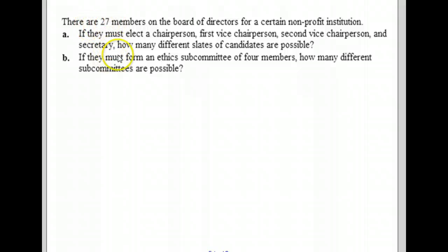Alright, again, this is going to test your ability to know when to use nCr and nPr. There's 27 members on the board of directors for a certain nonprofit institution. They want to select a chair, vice chair, a second vice chair, and a secretary. Alright, so they want to come up with 4 positions. How many different slates of candidates are possible? Well, because there's a ranking here, there's an ordering here, we need nPr for the first one. So we have 27 that we're choosing from, and we're going to select 1, 2, 3, 4 positions.